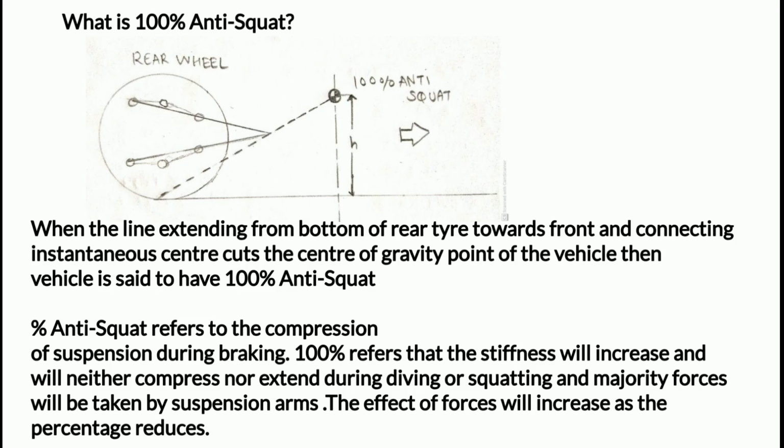Now we will discuss what 100% anti-squat is and how it will affect our design. Here, when the line extending from the bottom of the rear tire towards the front and connecting the instantaneous center cuts the center of gravity point of the vehicle, then the vehicle is said to have 100% anti-squat. The anti-squat percentage refers to the compression of the suspension. 100% means the stiffness will be increasing and the suspension setup will neither compress nor extend during the diving or the squatting, and the majority of the forces will be taken by the suspension arms. The effect of the forces on the springs will increase as the percentage reduces.